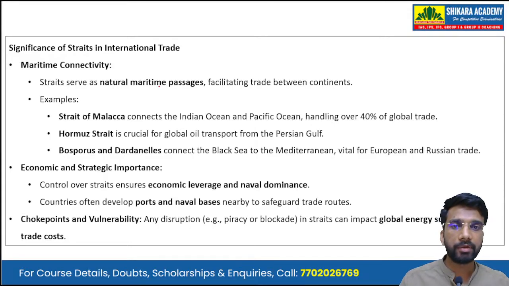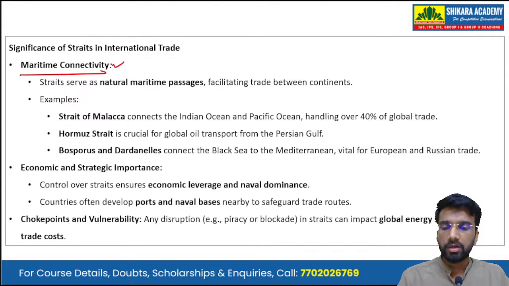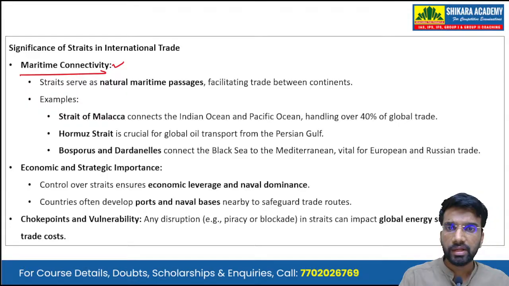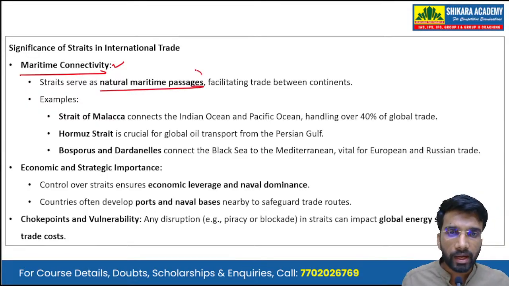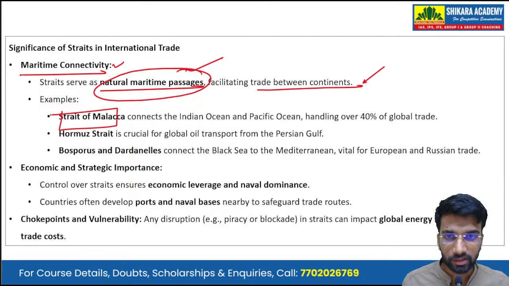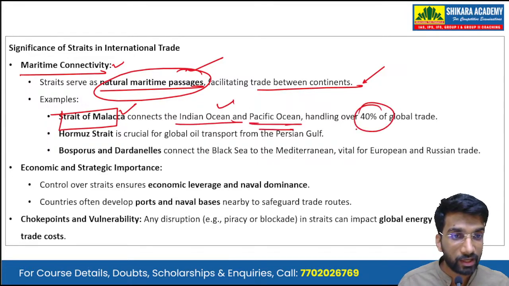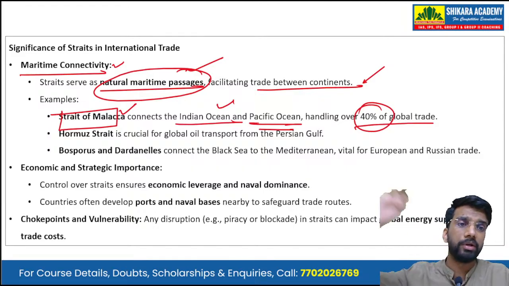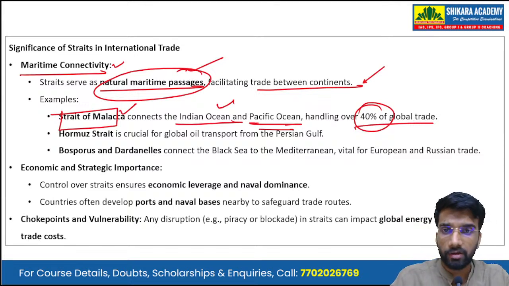So first is maritime connectivity. The straits, the narrow waterways, serve as natural maritime passages which facilitate trade between continents. For example, we can highlight these on the maps also if time permits in the answer. There is the Strait of Malacca, which connects the Indian Ocean and the Pacific Ocean, and it handles 40% of the global trade. A single strait, and 40% of the global trade passes through it.